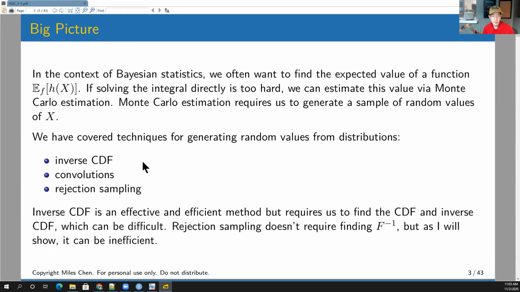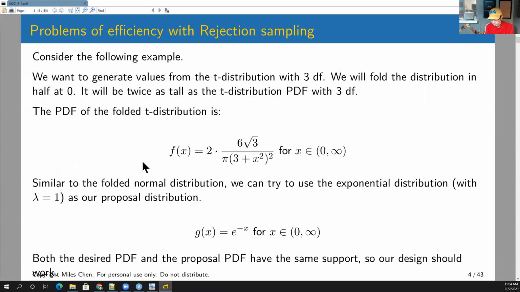Inverse CDF is effective and efficient, but it requires that we find the CDF and the inverse of the CDF, which can be difficult. Rejection sampling doesn't require that you find the inverse CDF, but it can end up being inefficient. I've got a few slides to show you how inefficient it can become. Here's an example where rejection sampling is not going to do a good job. Let's say you want to generate values from the t distribution. We've already seen rejection sampling applied to the normal distribution.